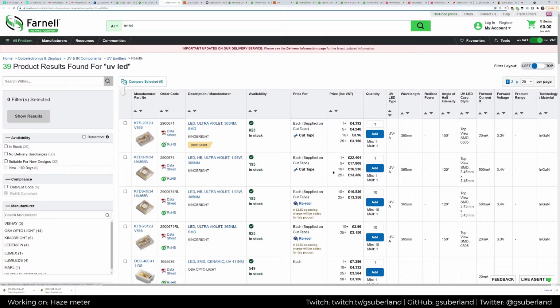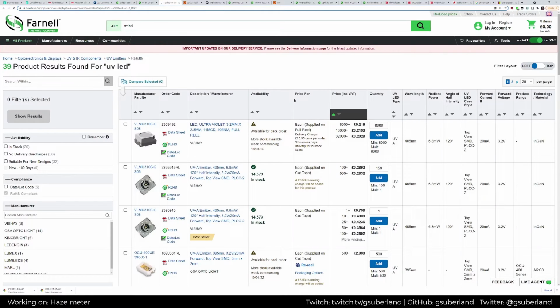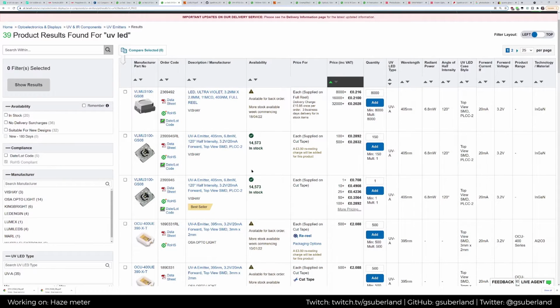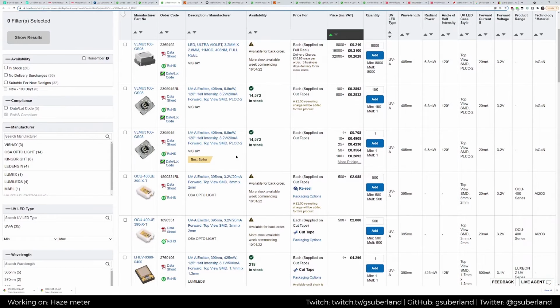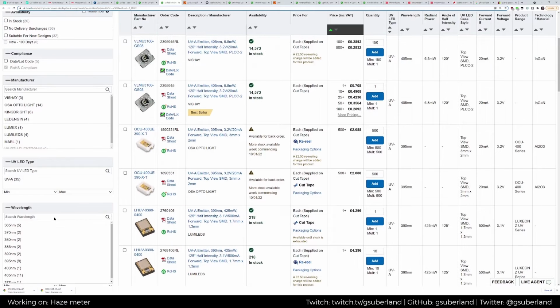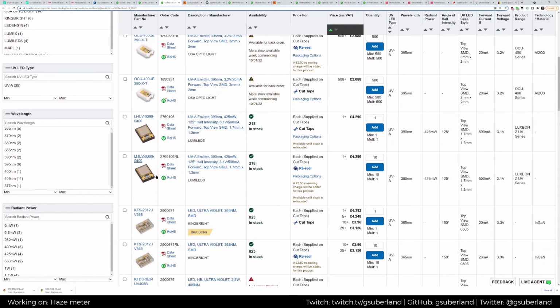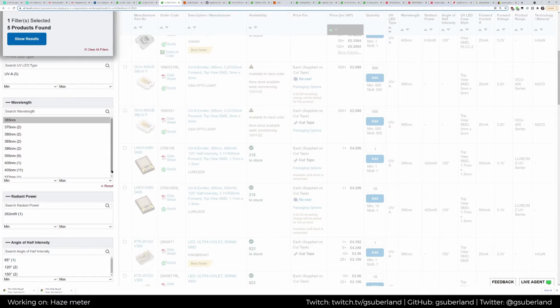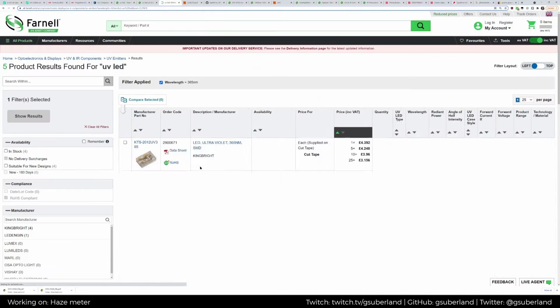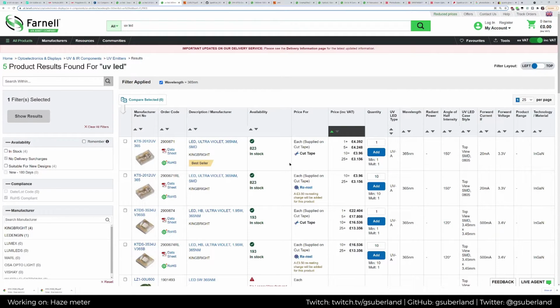Well, I mean, sort by the cheapest. No, I don't want 8,000 of the damn things. Yeah, that wavelength's not good. Oh, here we go. I can just search by wavelength. Yeah, you see, here's the problem. The lowest I can get is 365. And they're £5.